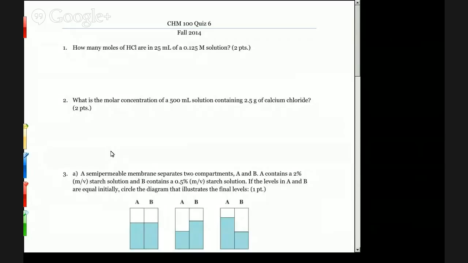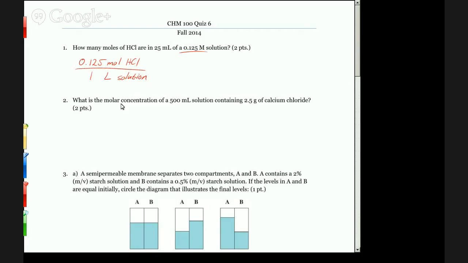All right. How many moles of HCl are in 25 milliliters of a 0.125 molar solution? You can go about this a couple different ways. First, you have to recognize that a 0.125 molar solution means that there are going to be 0.125 moles in 1 liter of solution. That's what molar means, moles per liter. So there's that many moles in a liter.